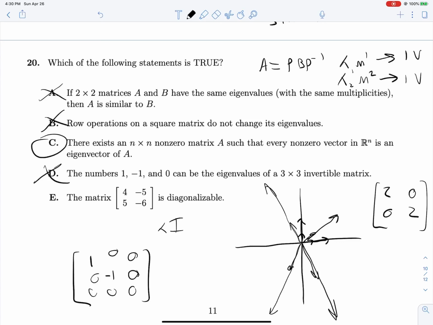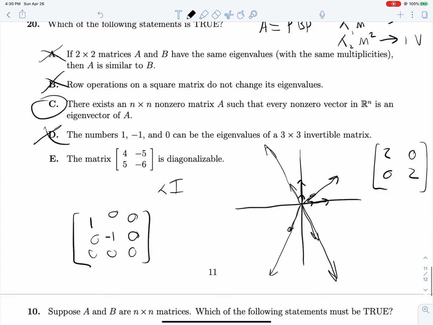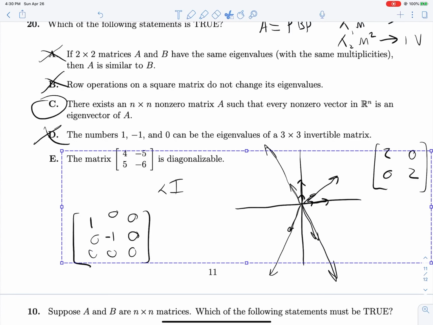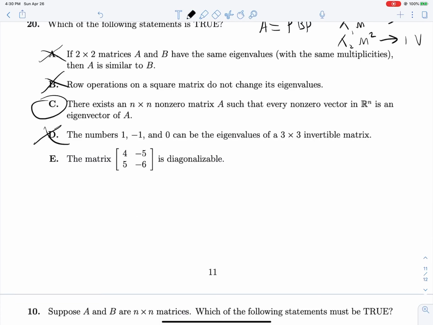And we have a matrix here. Is it diagonalizable? I don't really feel like doing this, but we're going to do that. We're solving A minus lambda I. The determinant of A minus lambda I equals 0 is (4 minus lambda) times (-6 minus lambda) plus 25 is equal to 0. Lambda squared plus 2 lambda minus 24 plus 25 is plus 1 is equal to 0.